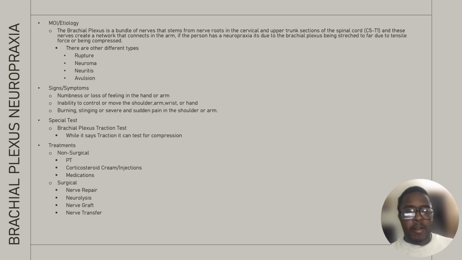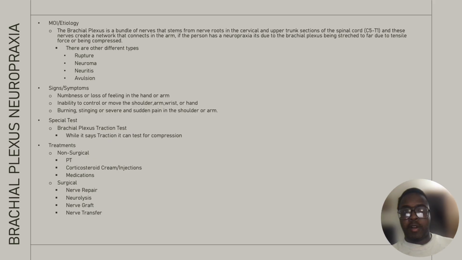But for neuropraxia itself, signs and symptoms would be numbness or loss of feeling in the hand or arm, inability to control or move the arm, shoulder, wrist, or hand, or a burning, stinging, or severe sudden pain in the shoulder or arm, and the burning and stinging is where the other name of this disease comes from.